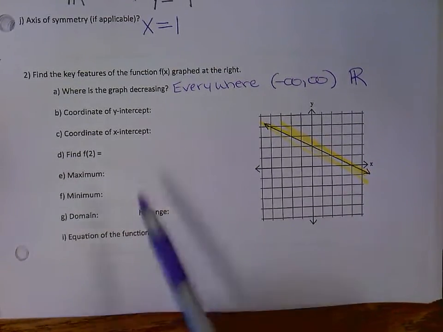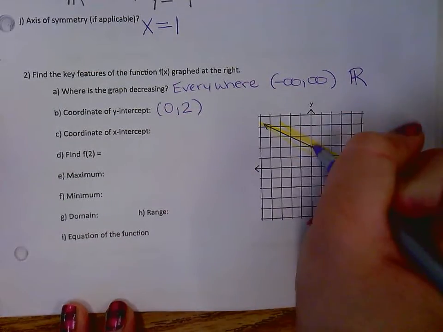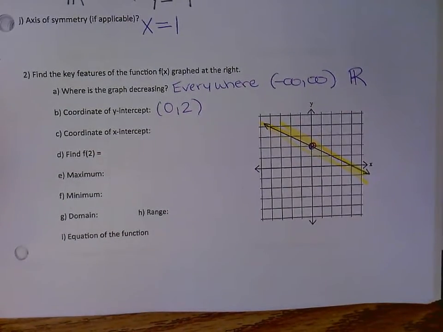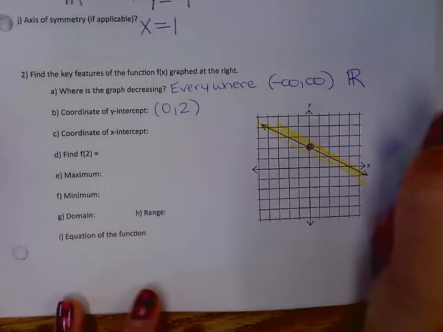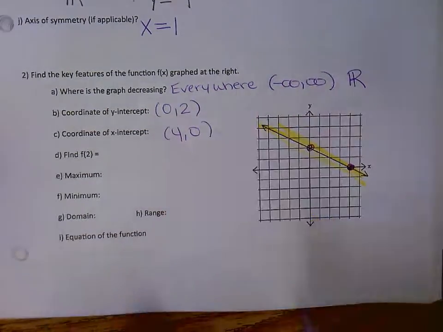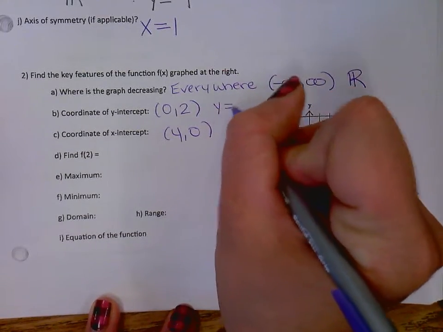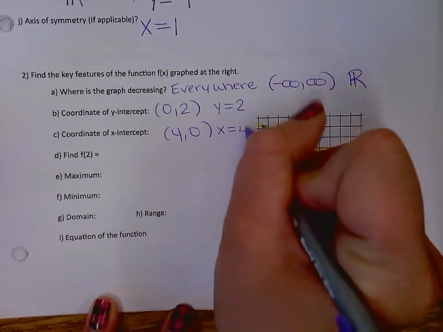The coordinates of the y-intercept. You should have said 0, comma, positive 2. It's right there. The coordinates of the x-intercept, right here on the x-axis, is 4, comma, 0. I'd also allow you to say maybe y equals 2, x equals 4, if you wrote it like that.